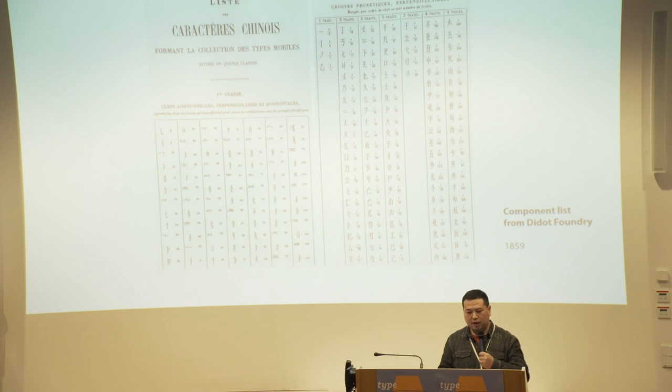But for a script like Chinese, which has too many characters, what is most important is for designers to quickly find the component and place it where it should be. When you look at the component list from Digital Foundry, by that time it required the skills of very proficient workers to find the component, place it, and combine them together.